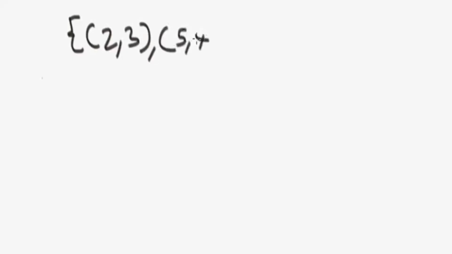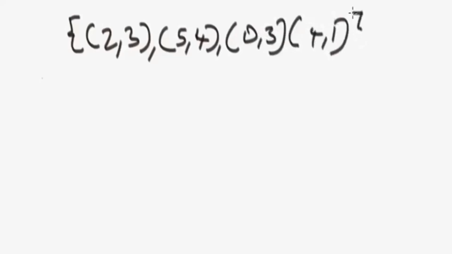Okay, so let's go into the details. Let's say we are given these ordered pairs: 2, 3; 5, 4; 0, 3; and 4, 1. We're asked to find the domain and range of these ordered pairs.